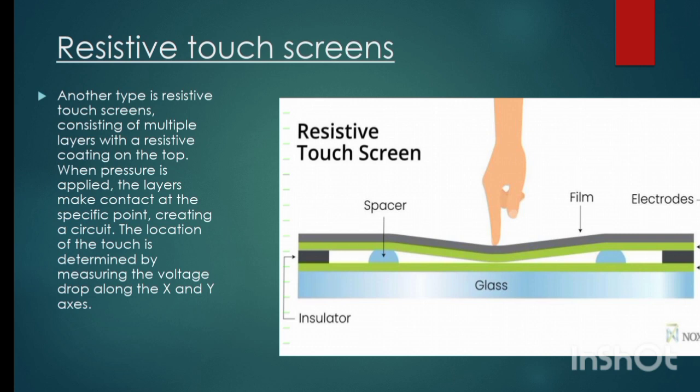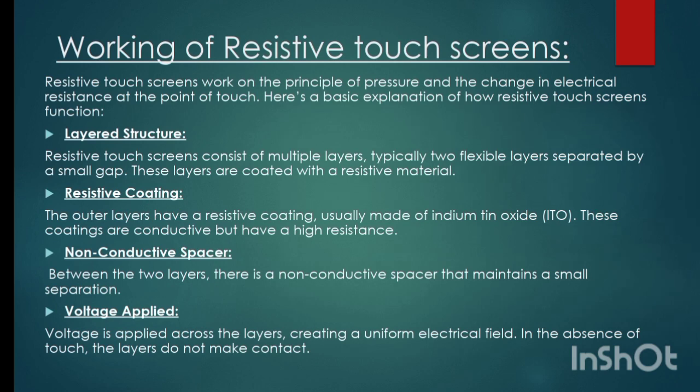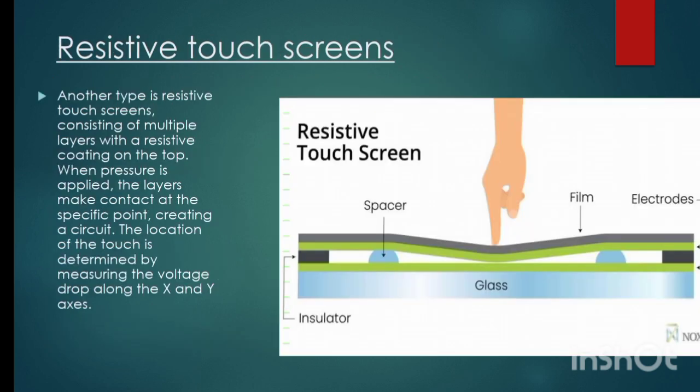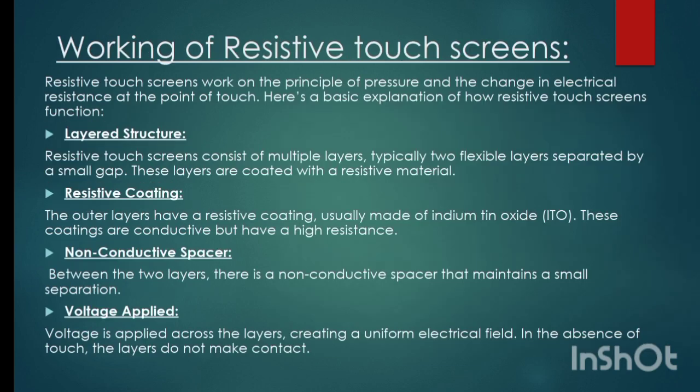Resistive touch screens. Another type is resistive touch screens, consisting of multiple layers and a resistive coating on the top. When pressure is applied, the layers make contact at the specific point, creating a circuit. The location of the touch is determined by measuring the voltage drop along the x and y axis. Resistive type touch screen requires pressure because the layers have to be in contact for the touch.